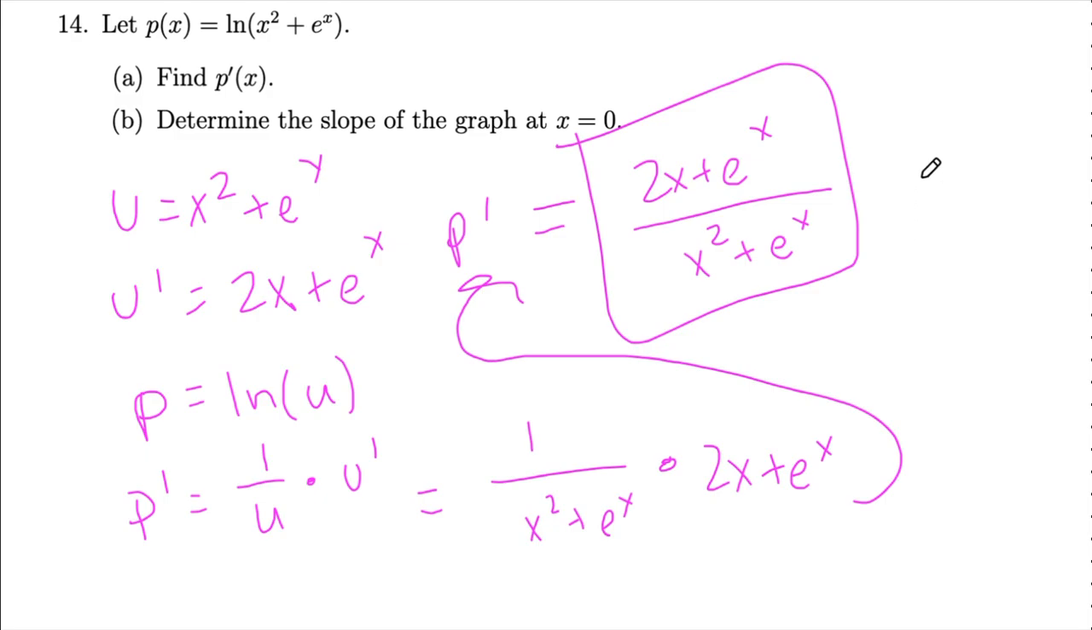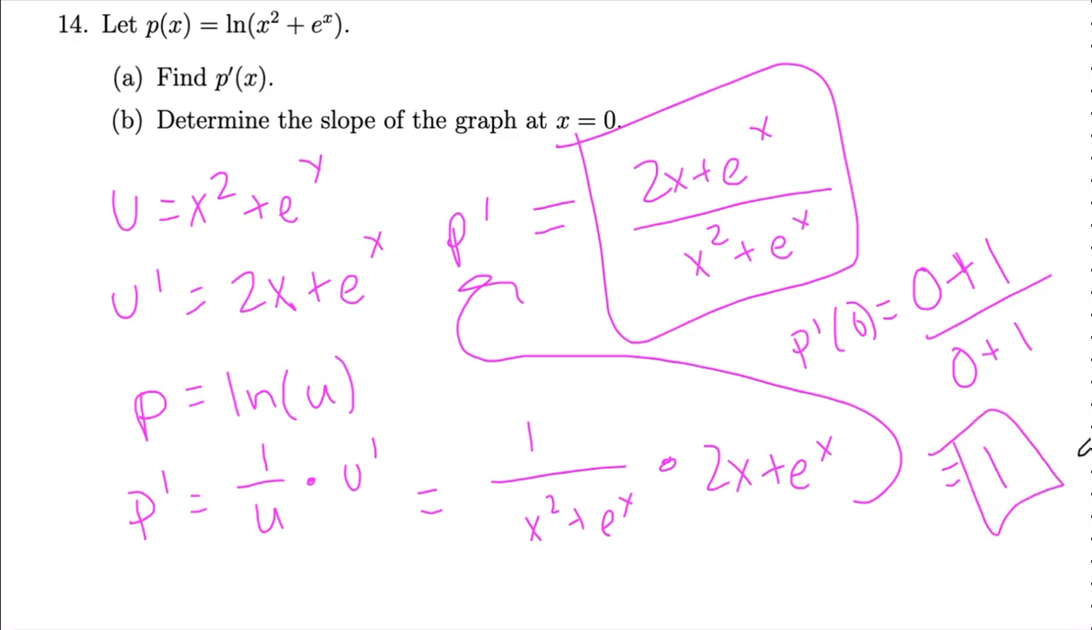It says determine the slope of the graph at x equals 0. So of course you have to know that p prime represents the slope. So basically what we are looking for is p prime of 0. So let's plug a 0 in everywhere. For the first term, we would just get 2 times 0, which is 0. And then e to the 0, remember any number to the 0 power is 1. So that would just be 1 over x squared would just become 0 squared, which is 0. And again, e to the 0 is 1. All right, so then we have 1 over 1, which is just 1. So this would be the slope of the graph at x equals 0.